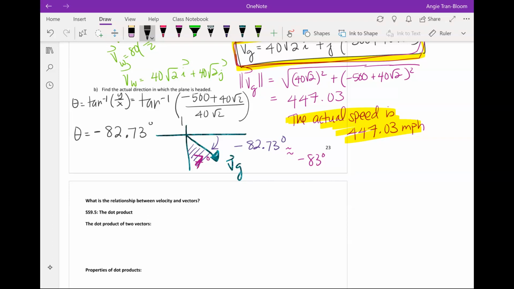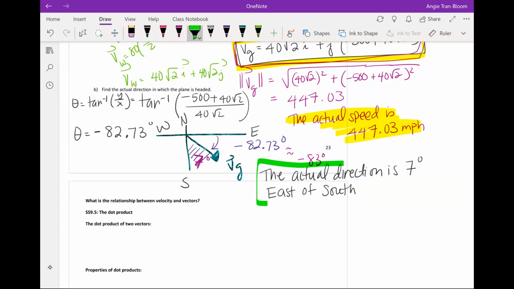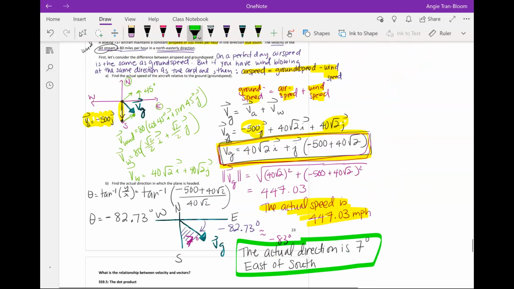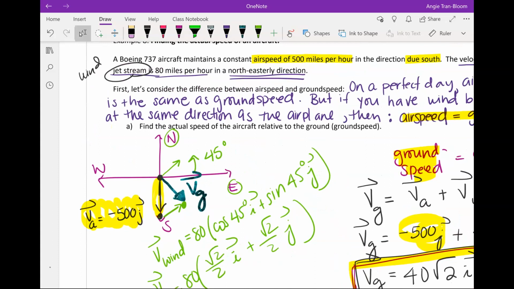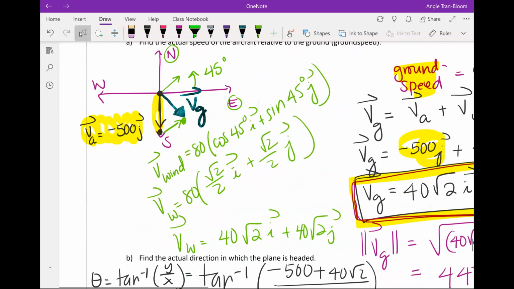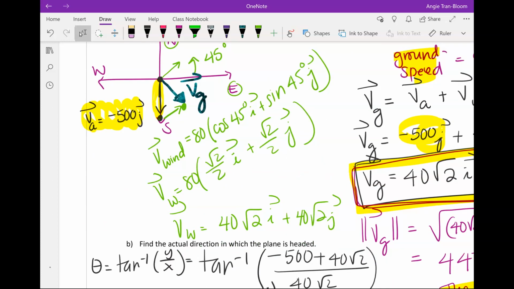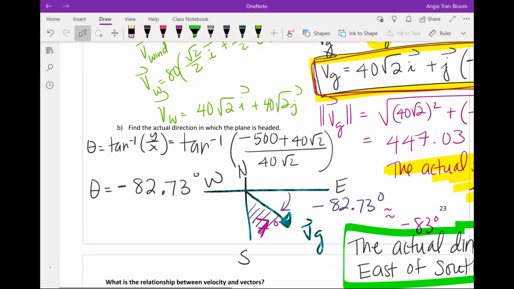So how do you write the answer in math? North, south, east, and west. To verbally spell this out, this is how you write the direction. The actual direction is 7 degrees east of south. Because this is what's happening: the airplane is starting with an airspeed of 500 miles per hour in the direction of south. You go straight down, and then the wind blew it 45 degrees. So now it's going slightly east of south. Because of the wind, it's going 7 degrees east of south.